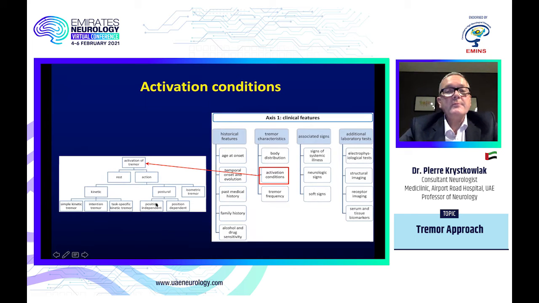Postural tremor can be position independent or position dependent. It's very important, specifically in dystonic tremor. And kinetic tremor can be divided in simple kinetic tremor, for example, when you do the finger-nose maneuver, and intention tremor. Intention tremor is when you have a tremor during the finger-nose maneuver, and when you approach the goal, which is the nose, the tremor increases in amplitude. And you also have the task-specific kinetic tremor. For example, when you brush your teeth, you have tremor. When you shave, you don't have any tremor.